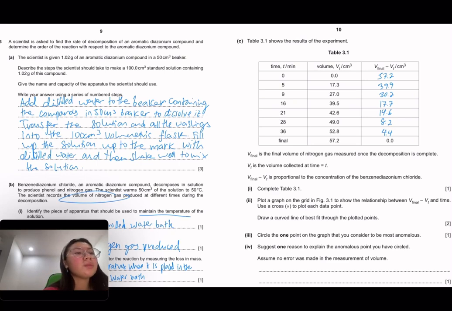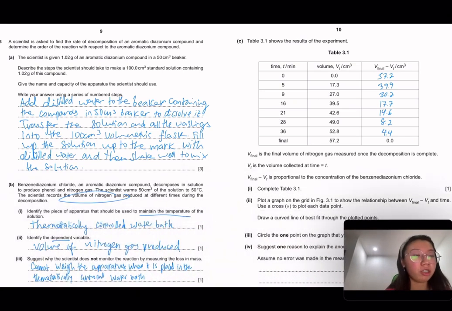First, suggest one reason to explain the anomalous point you have circled. Assume no error was made in the measurement of volume. So this is likely due to timing error again, the classic question. Same thing as we have seen in paper 52 of March 23. It's usually like stopping or starting the timer either too early or too late. We'll see depending on the anomalous point.